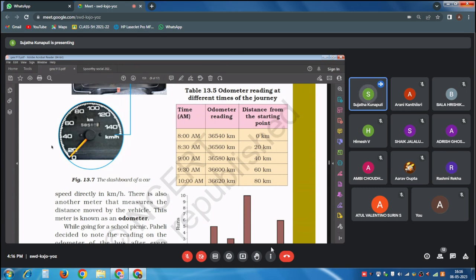And the small one is there, right? Kilometers is there, right? That is called the odometer. That will show us how many kilometers we have traveled till date.